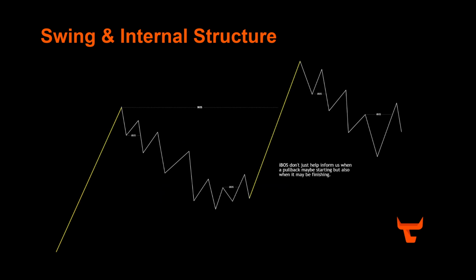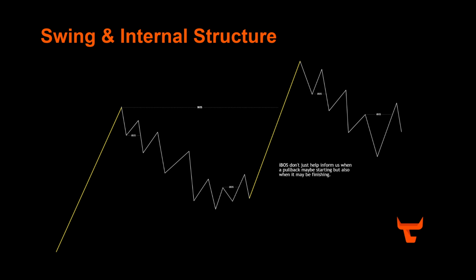In this example, when the first IBOS occurs, we would consider the internal trend bearish within a bullish swing trend. When the second IBOS occurs, the internal trends shift. So now we have what's called alignment. Internal breaks of structures don't just help inform us when a pullback may be starting, but also when it may be finishing. Of course, this isn't always the case, and we may often see fake signals.